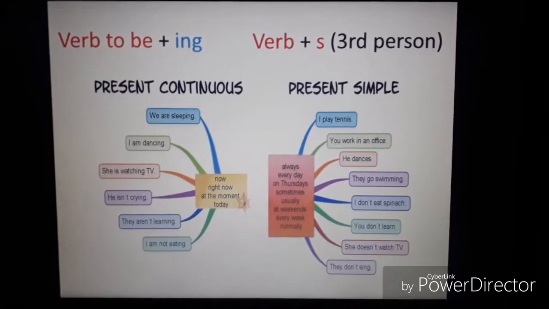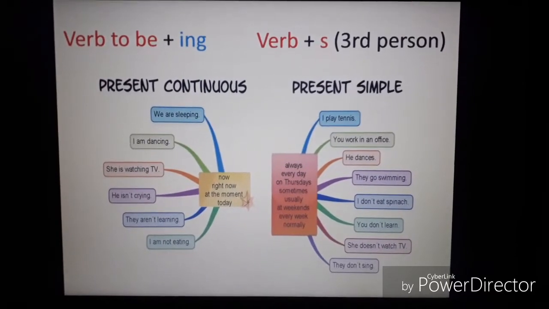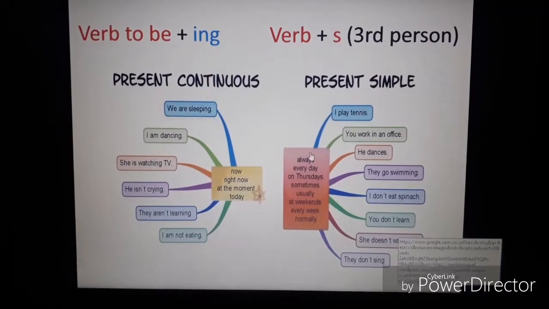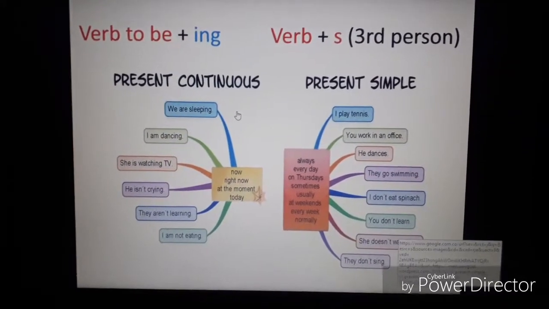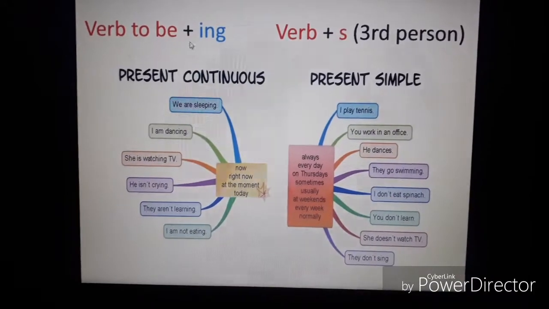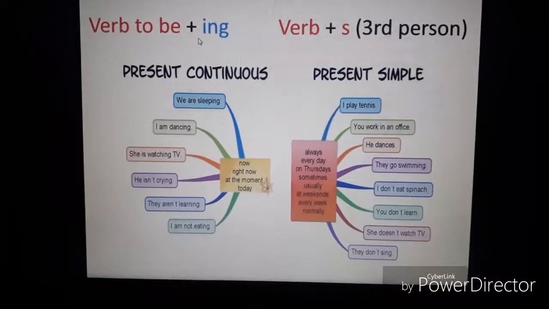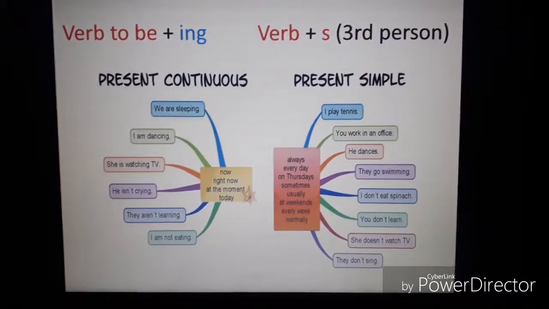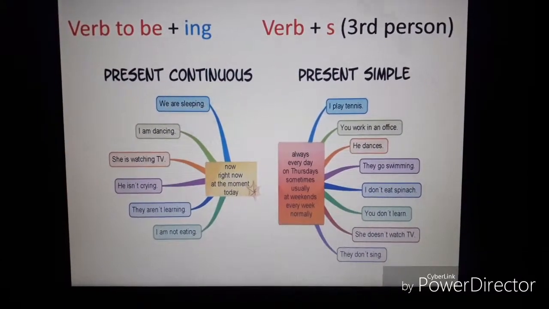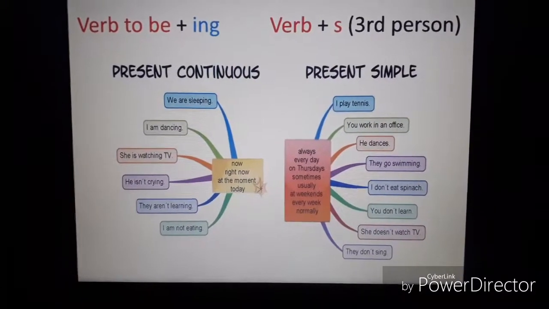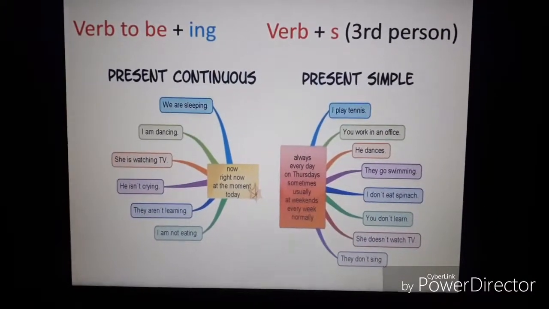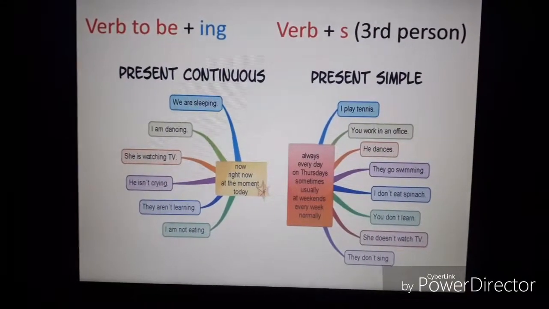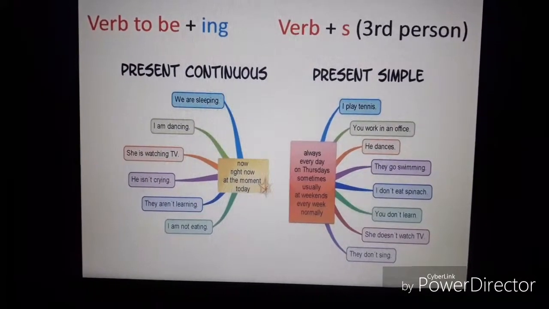The first topic was present continuous and present simple, so we just need to identify key words and key things to do this. So in present continuous, we have the verb to be and ing. They are best friends and they can't separate. So we have some examples as we are sleeping, I am dancing, she's watching TV, he's crying, they aren't learning, I am not eating. And we have keywords that help us to identify that it is present continuous. Those words are now, right now, at the moment, today.